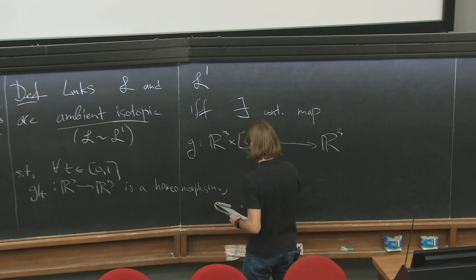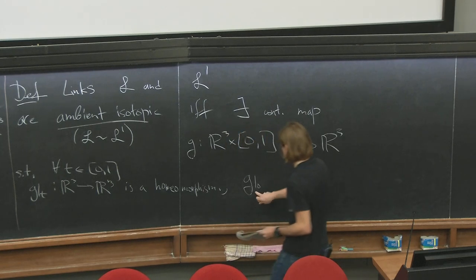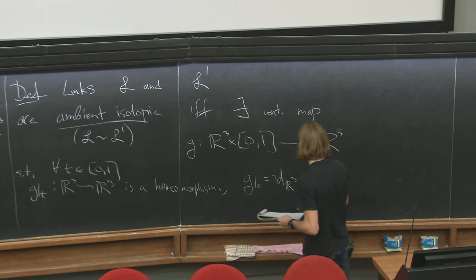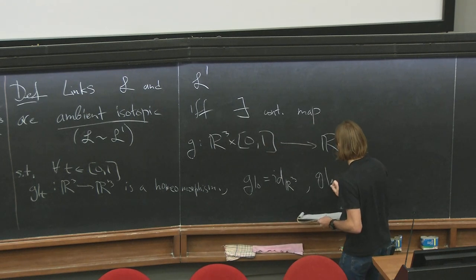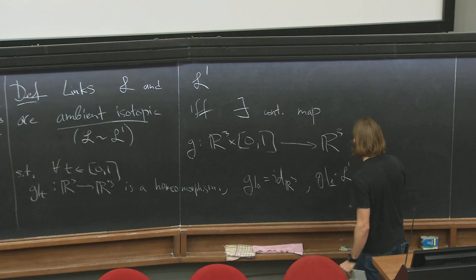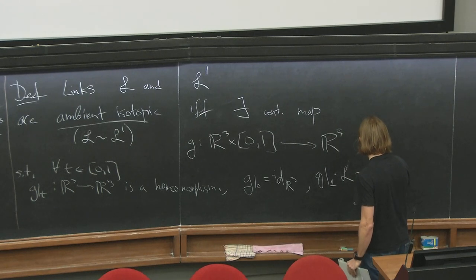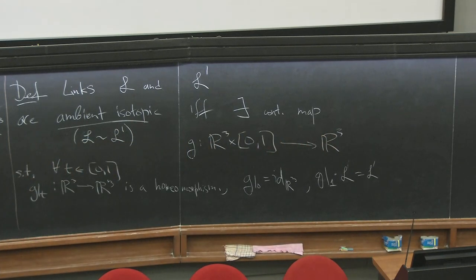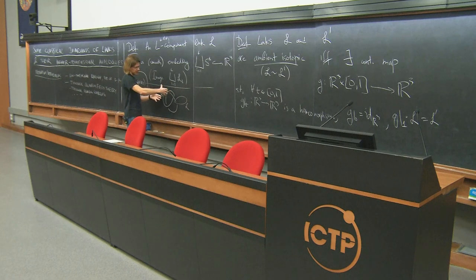And more or less, it satisfies the following properties. G restricted to zero is just the identity map on R3, and G restricted to the end of the interval satisfies the following condition. If I understand links here as maps from the bunch of circles to R3, the composition of L with G restricted to 1 is L prime. So morally, again, this just means that we allow a certain distortion of our ambient space so that we can bring the original link L to a link L prime.